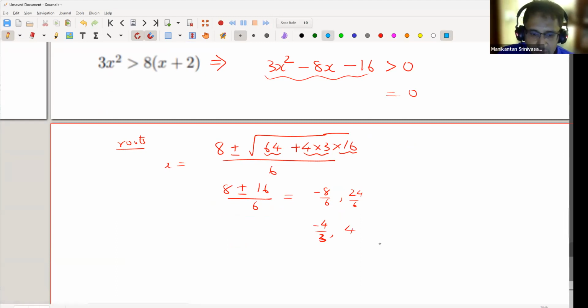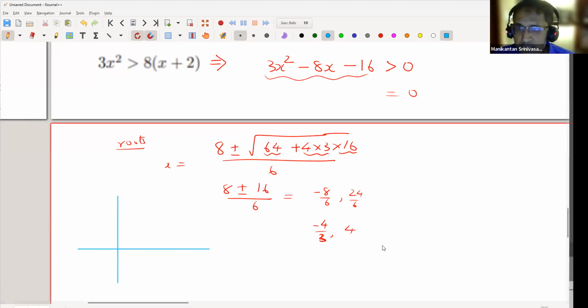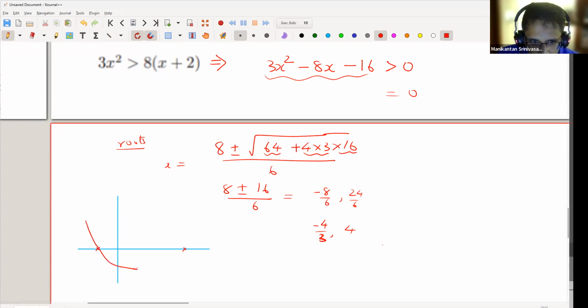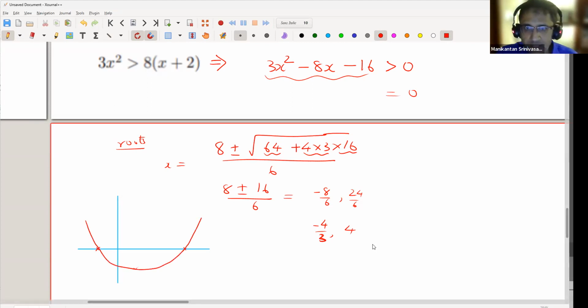It means if you have the coordinate axis like this, minus 4 by 3 is one root, and plus 4 is another root, and the parabola is going through this, and it's an upward going parabola because the x square coefficient is positive. Are you with me completely? Okay, so it's an upward going parabola.